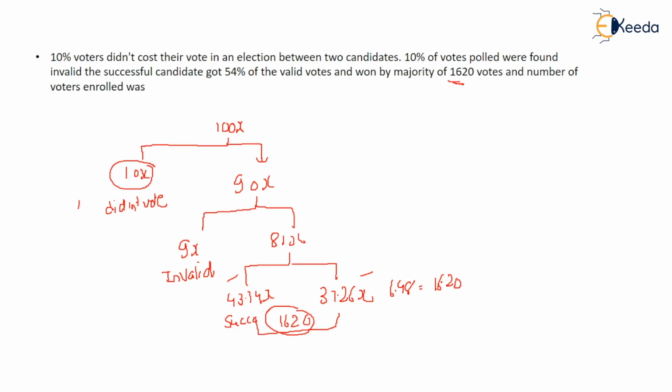So from this you can calculate the value of x, right? After doing this, the value of x you get is 250. So 250 is the value of x. What is asked of you? Find the number of voters enrolled. So 100 into 250, this is equivalent to 25,000. So 25,000 is the number of voters enrolled. Let's move towards the next question.